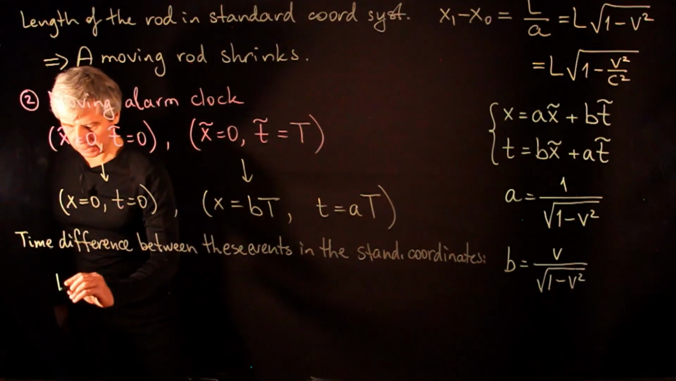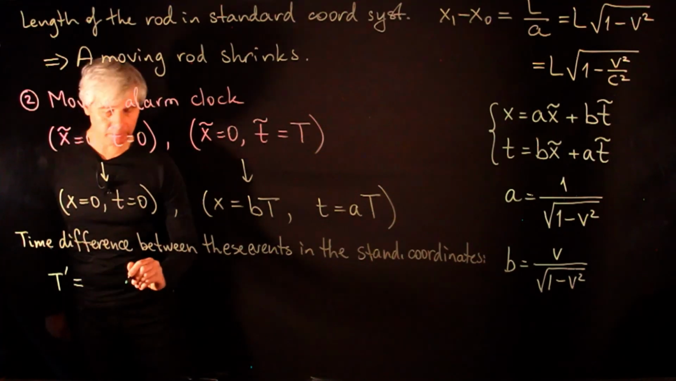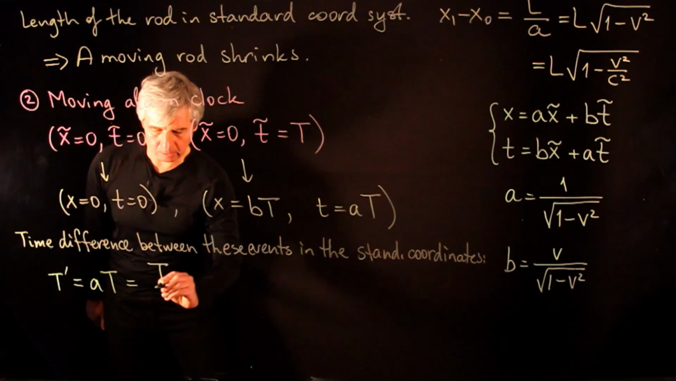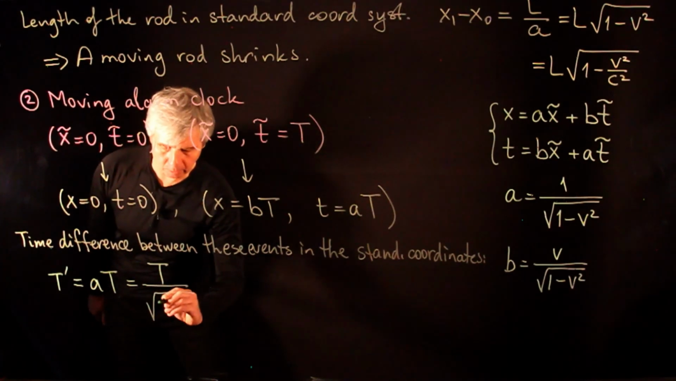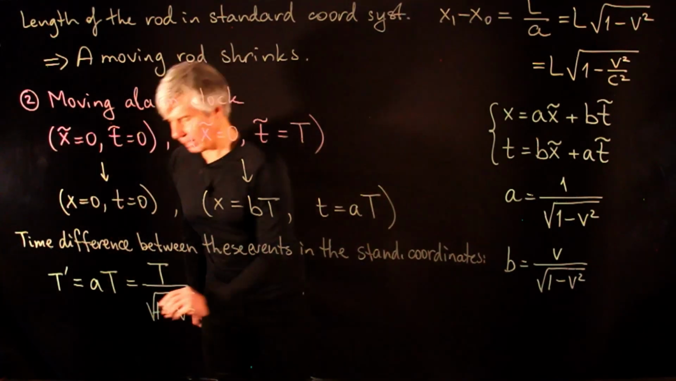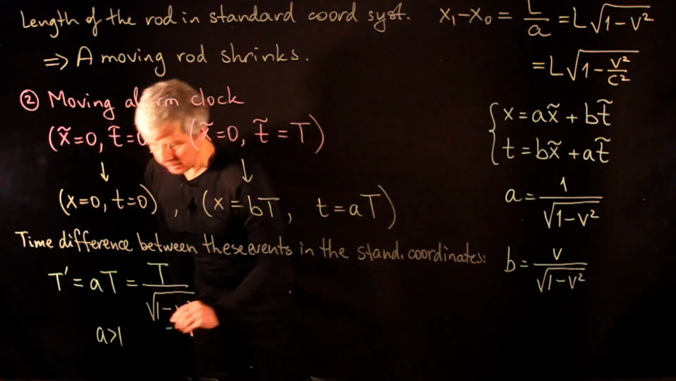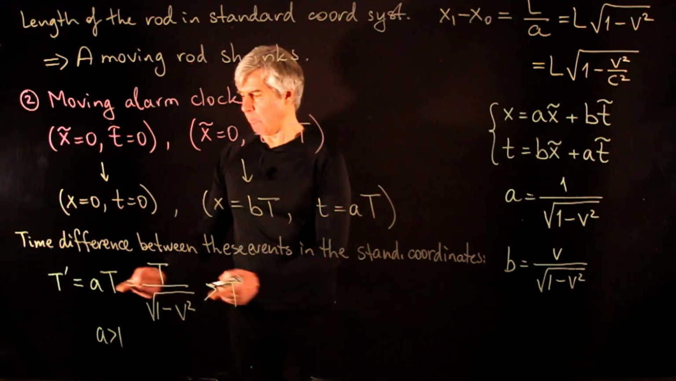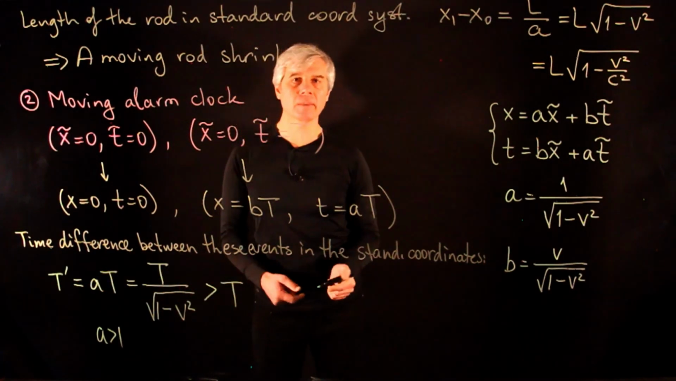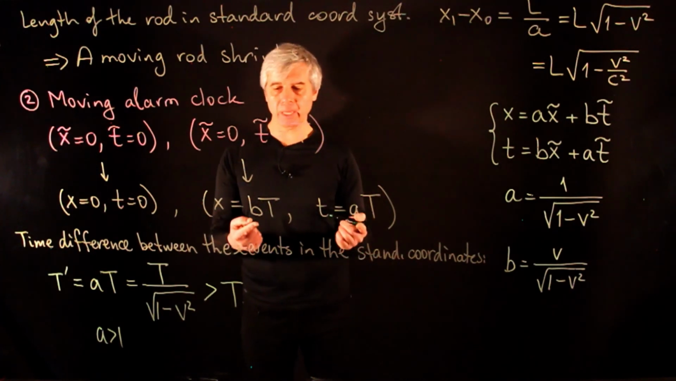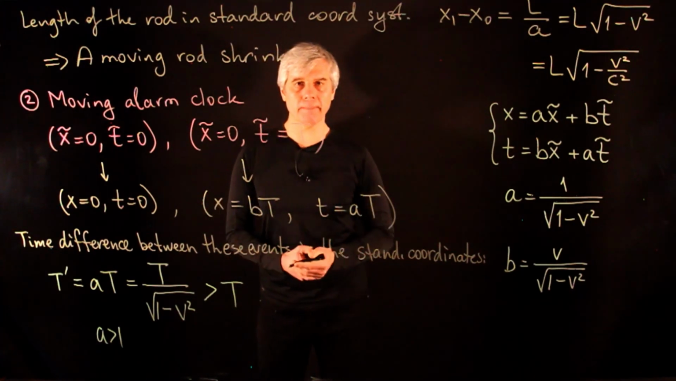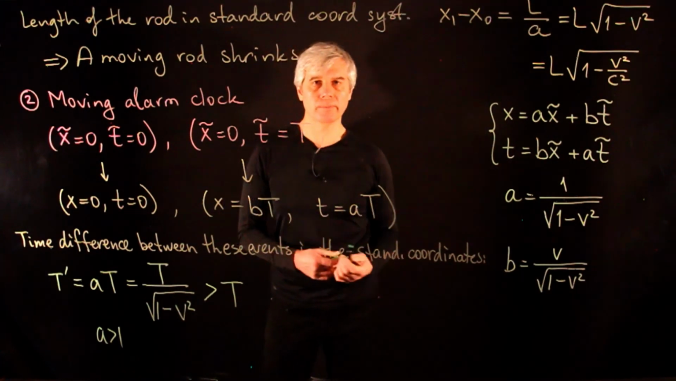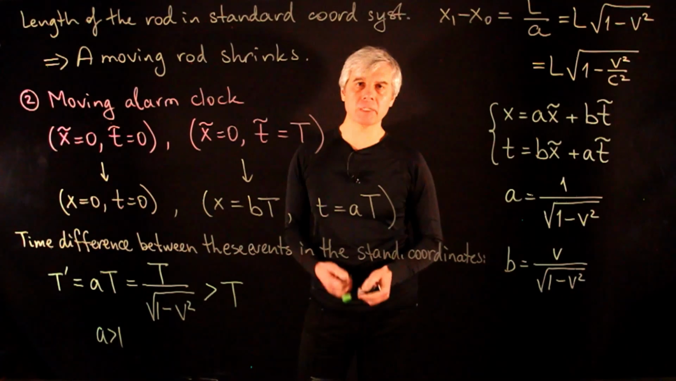Well, obviously, t prime is equal to a times T, which is T over square root of 1 minus v squared. And since a is greater than 1, this is strictly greater than T. So we see that more time has elapsed in the standard coordinate system compared to the moving coordinate frame, which means that in the moving coordinate frame, time slows down.